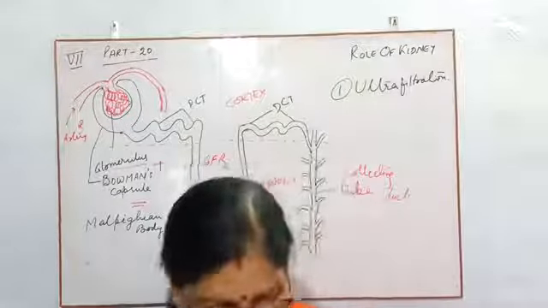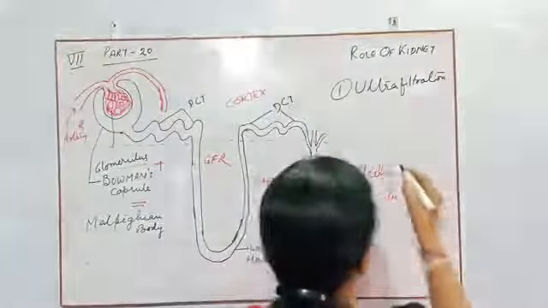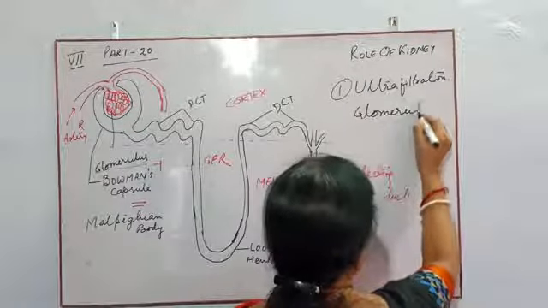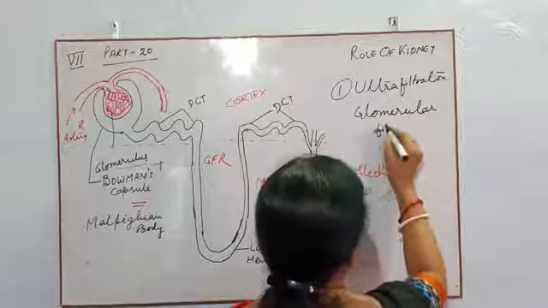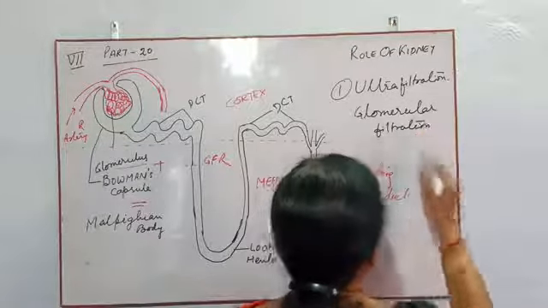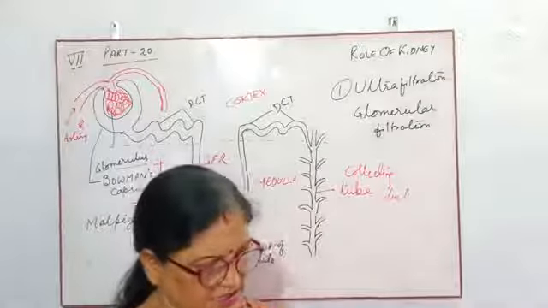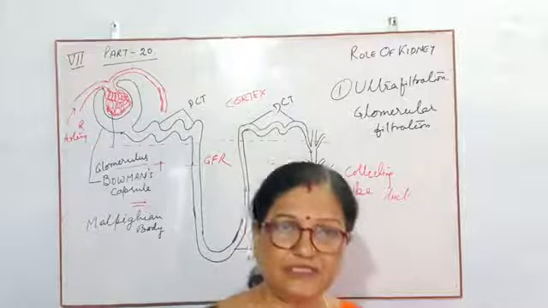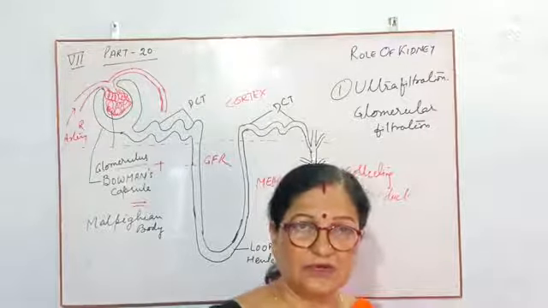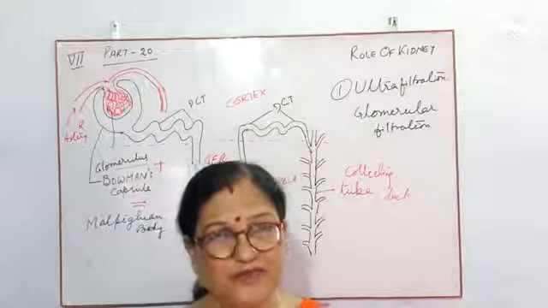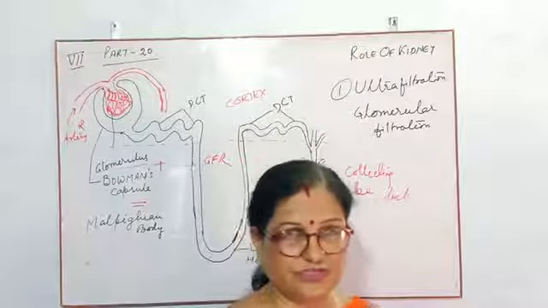Ultrafiltration is also known as glomerular filtration. As the name suggests, glomerular filtration means the filtration takes place through the glomerulus. That filtration is called ultrafiltration.